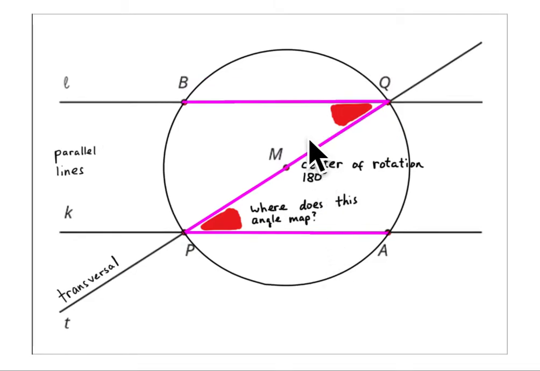Remember that when you have a 180 degree rotation, the sides end up being parallel. The corresponding sides are parallel. So this side is parallel to this side. And actually this side right here is parallel to this side. It's just extended, but still parallel. All right, so the angle maps here. So that means that this angle is congruent to this angle down here.